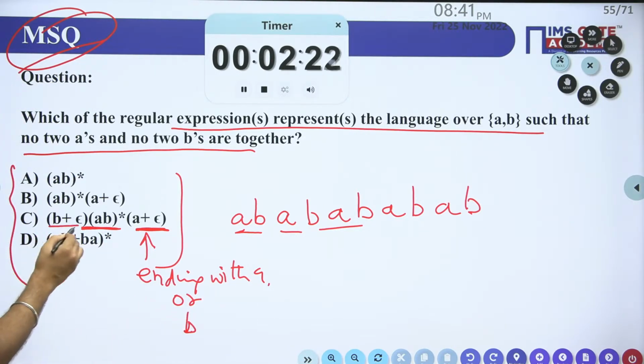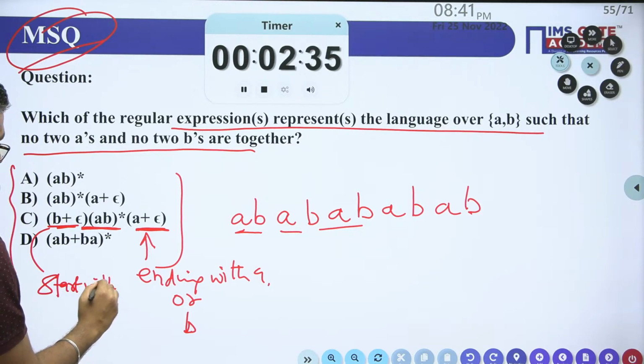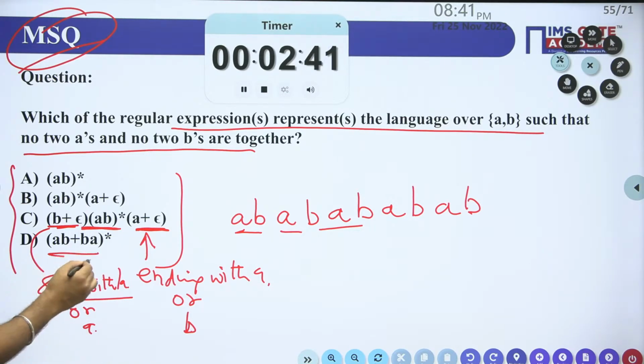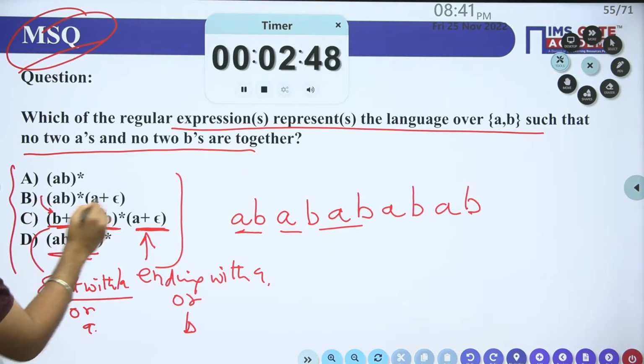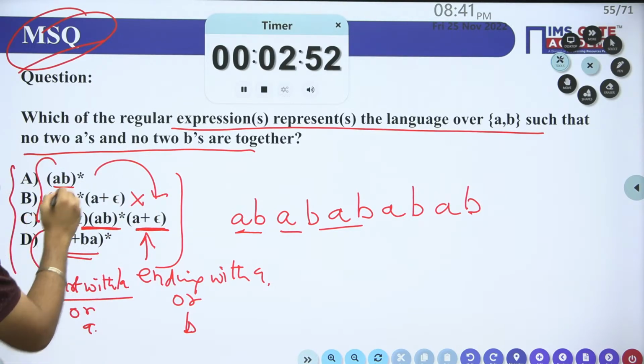This is helping it to end with, start with, this is helping it to start with B or A. For this one, this part is missing, therefore this is incorrect. For this one, both these parts are missing, therefore this is also incorrect.